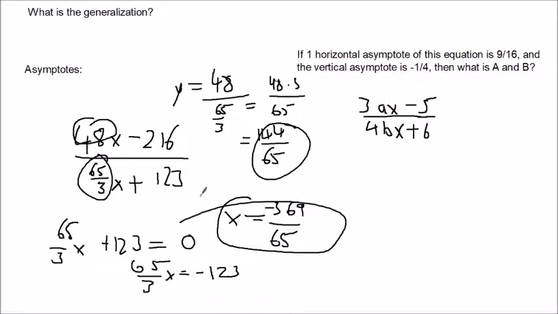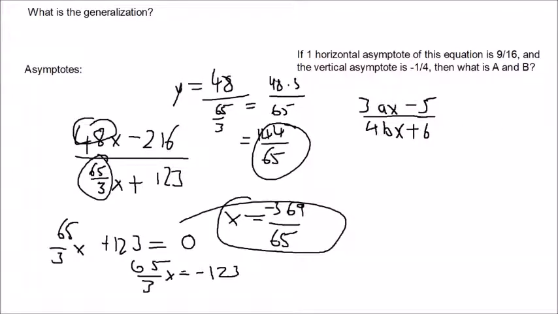But we're gonna do a little bit more. We're gonna have another section. So there's gonna be 6.2a, and we're gonna have a 6.2b, because this is a long thing to understand. So if one horizontal asymptote of this equation is 9 over 16, the vertical asymptote is negative 1/4, then what is a and what is b?